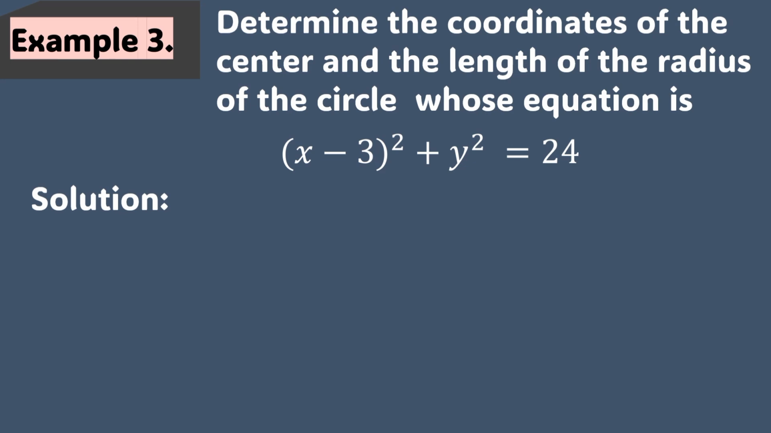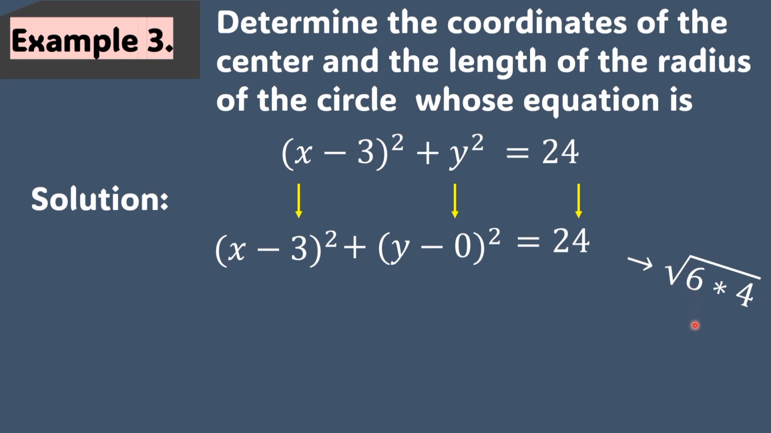Example number 3. Determine the coordinates of the center and the length of the radius of the circle whose equation is x minus 3 quantity squared plus y squared equals 24. This equation of the circle can be converted into this form: the square of x minus 3 plus y minus 0 quantity squared equals 24.